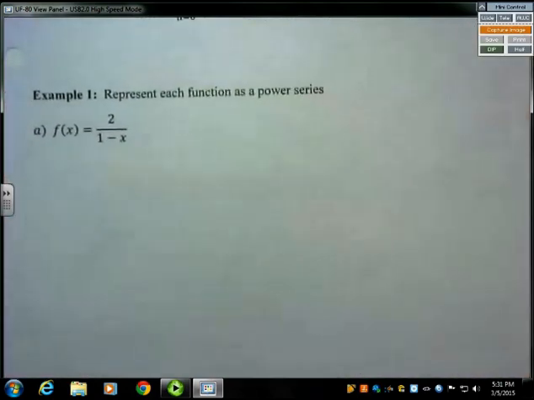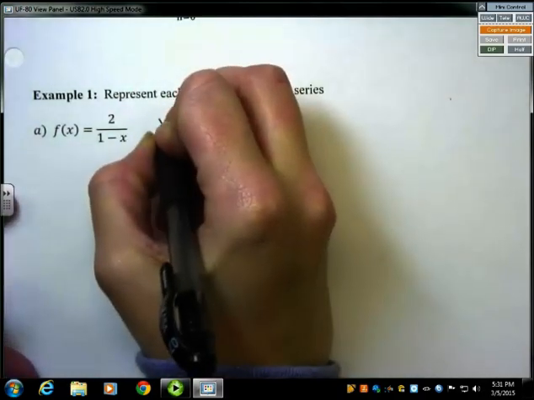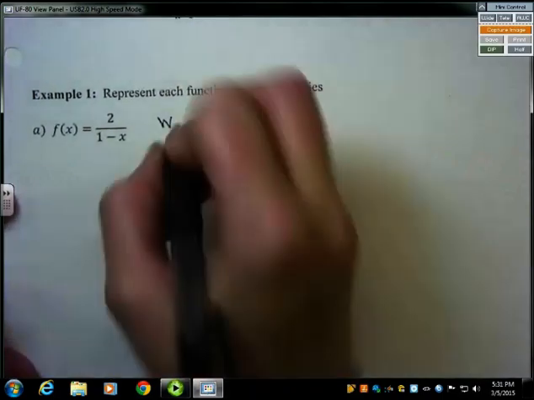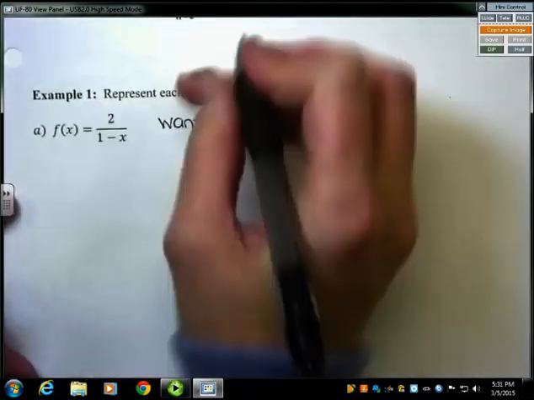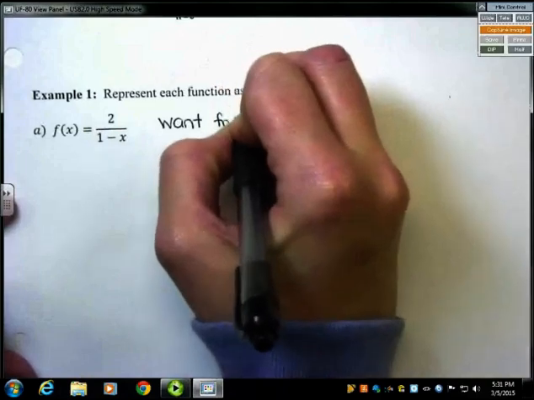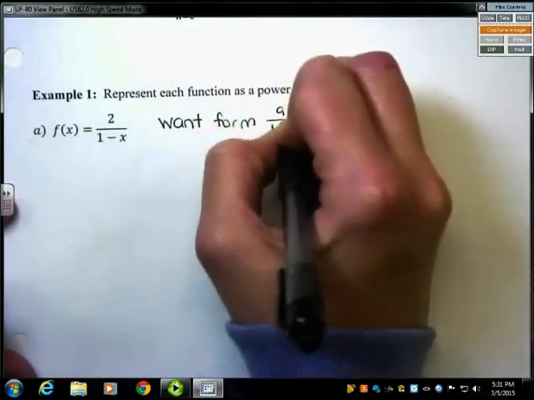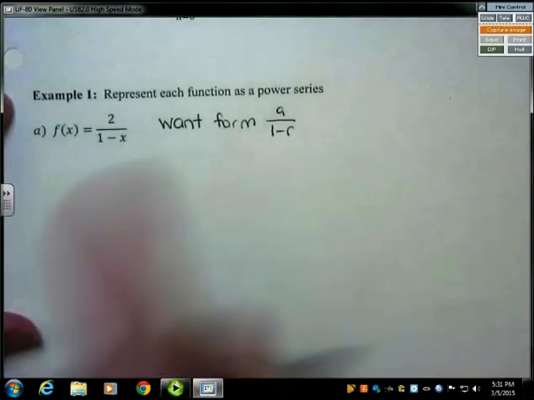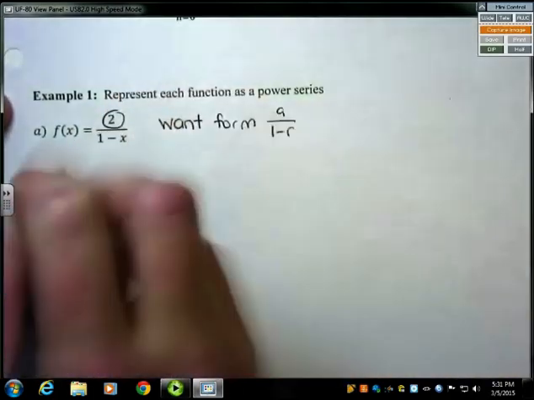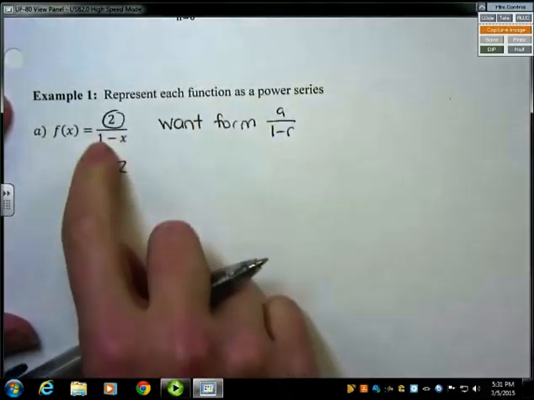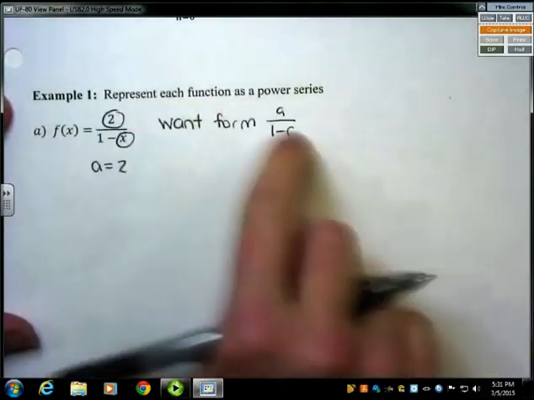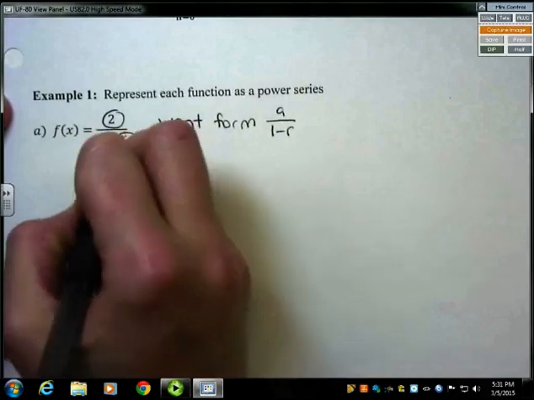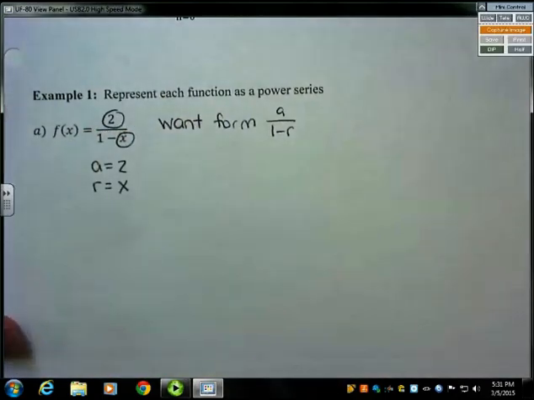Here's our first example. I want to represent the function as a power series. So I'm given the function 2 divided by 1 minus x. Now, first thing I'm going to do is try to turn this into a geometric series, meaning I want what I'm looking at to have the form a over 1 minus r. Now, we're pretty close to that form here, right? So the 2 that you see up top would be my a. I have a 1 minus. What's being subtracted from 1 is our r. So our r is x.